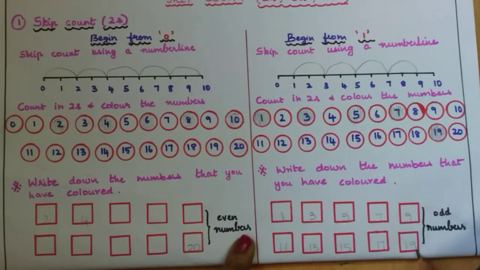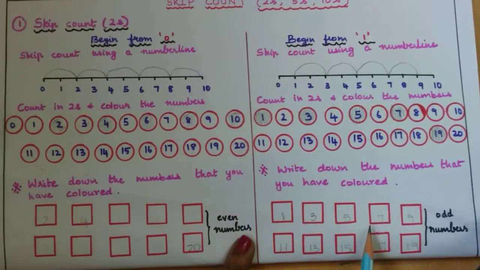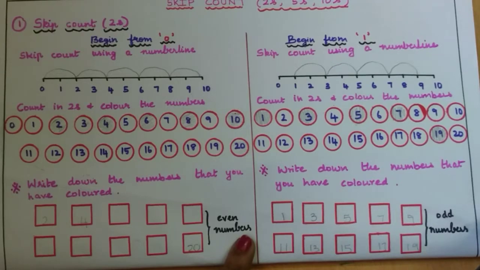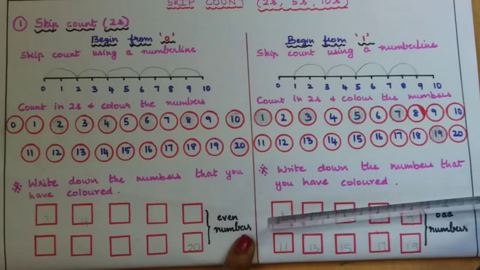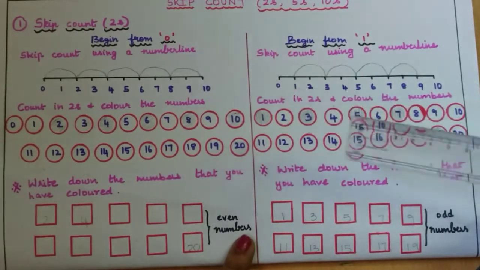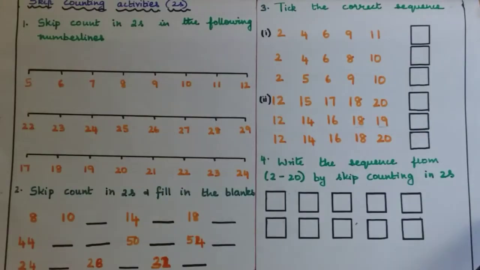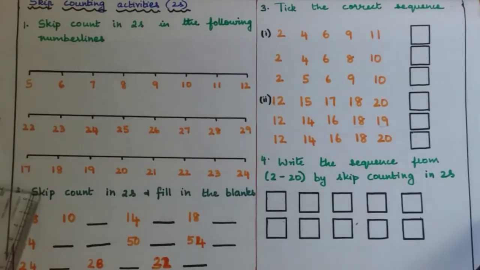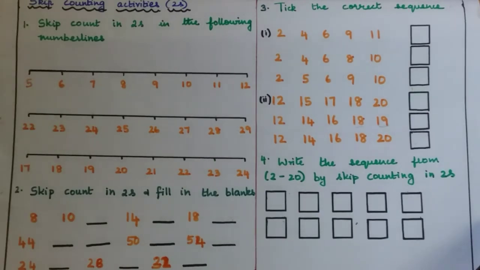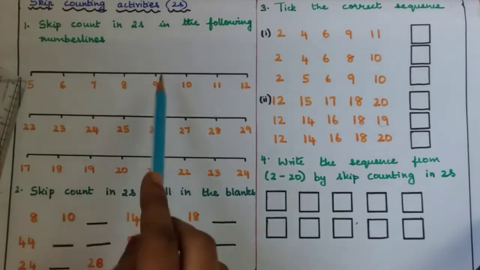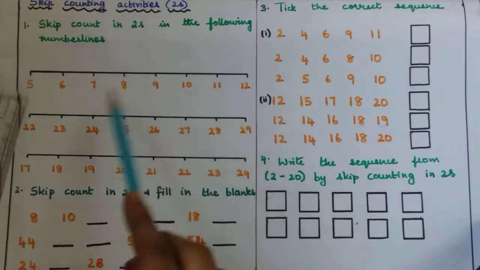So after giving these activities to kids, you can further give them a few more exercises and activities to ensure that your child has understood the concept of skip counting in twos. Here I have introduced various activities. If you look at the first number line, the number starts from 5. So you need to skip 6 and land in 7, skip 8, land in 9, skip 10 and land in 11. So that is how you do the number line, by skip counting in twos.